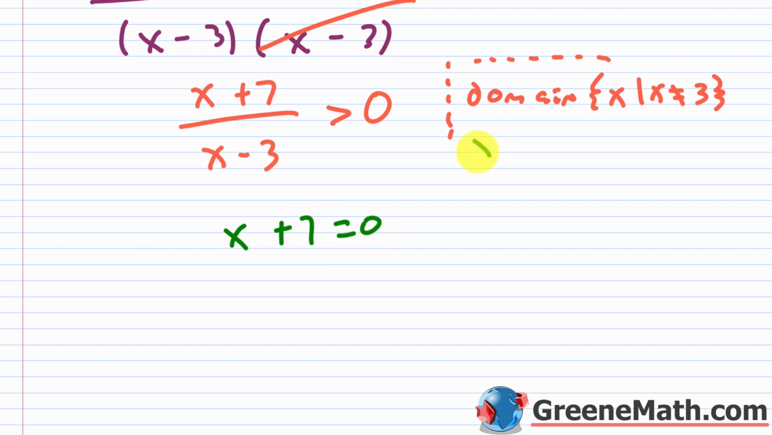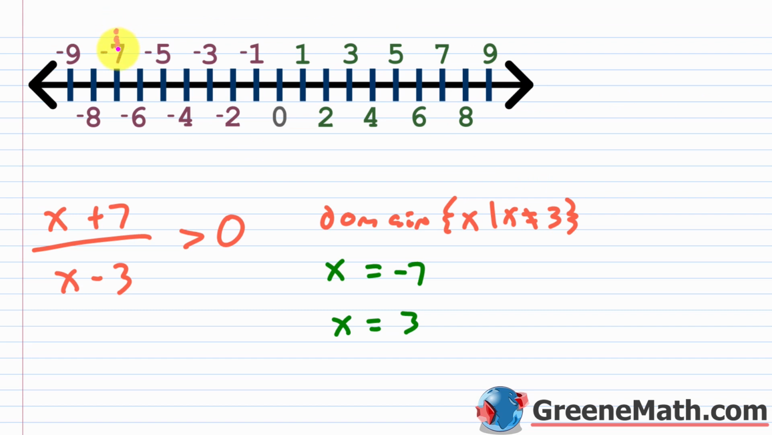So now, what I would do is just take x plus 7 and set that equal to 0. So let's say that we have x is equal to negative 7, and I'm also going to use this x is equal to 3 here, because we need the values for x that make the numerator 0, which is negative 7, or the denominator 0, which in this case is 3. All right, so let's find negative 7. So that's going to be right there. And then let's find 3. So that's going to be right there.